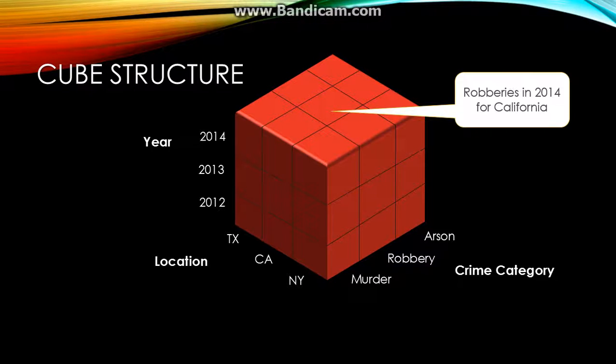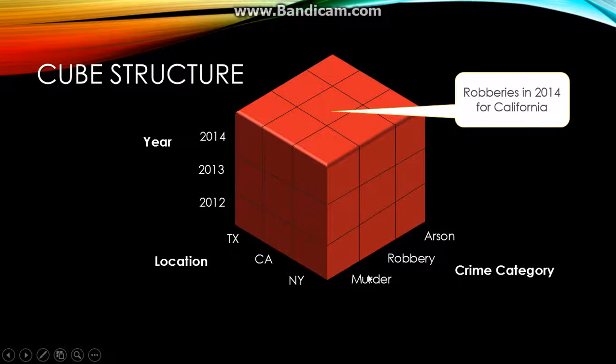As you can see here, this is an example of the cube structure that is generated from this kind of setup. So, for example, here we have the years, 2014, 13, 12, and then you have the locations. This is just a small example. This would encompass all 50 states, but really we're just looking at Texas, California, and New York in this example. And then crime categories, you have murder, robbery, arson, etc.